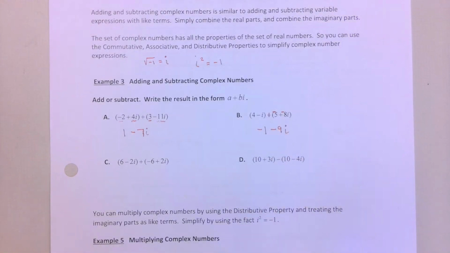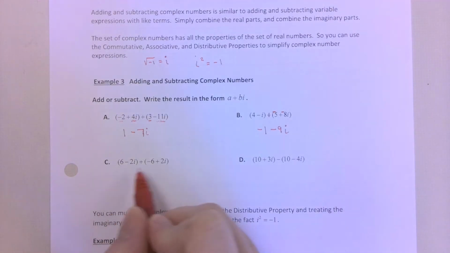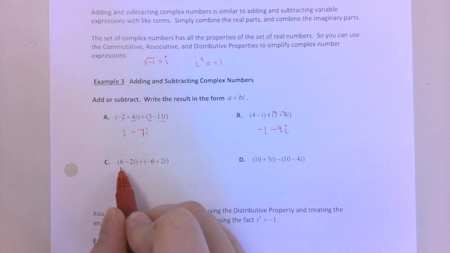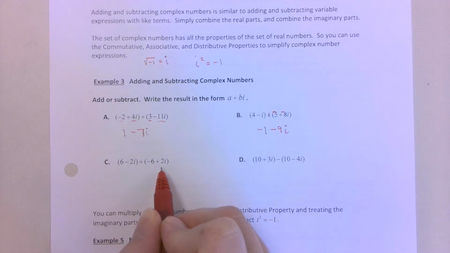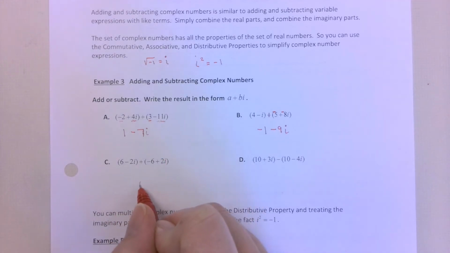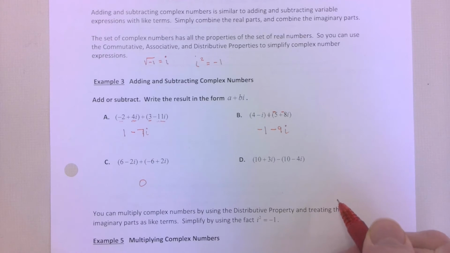All right, next set, we have the same idea. When I go to add, nothing needs distributed. 6 plus negative 6 is 0. And then I have a negative 2i and a positive 2i. So my final answer here is simply 0.